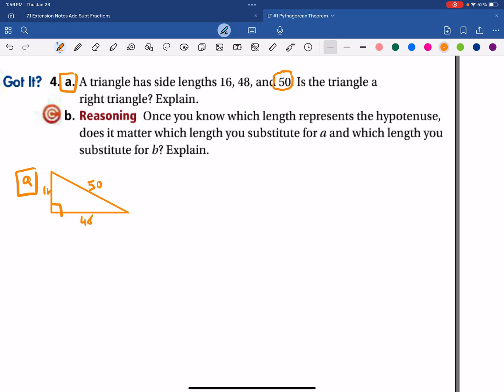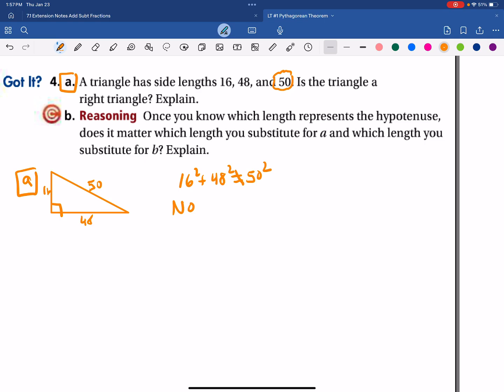Is the triangle a right triangle? Well, let's see. 16 squared plus 48 squared. Does that equal 50 squared? And so you get no, because 16 squared plus 48 squared is not 50 squared. So this is not a right triangle.